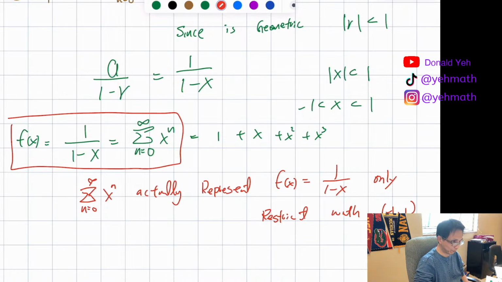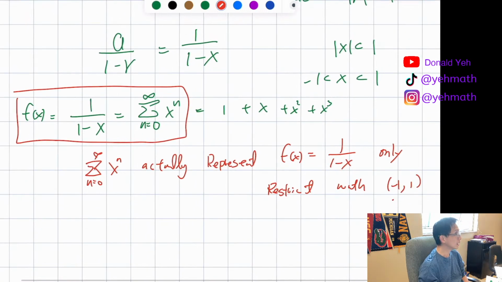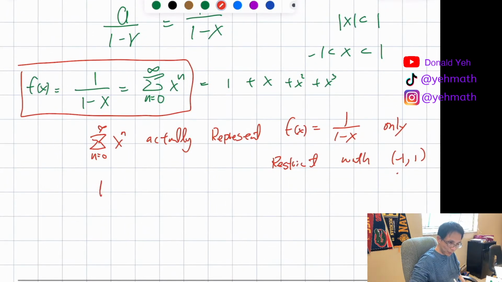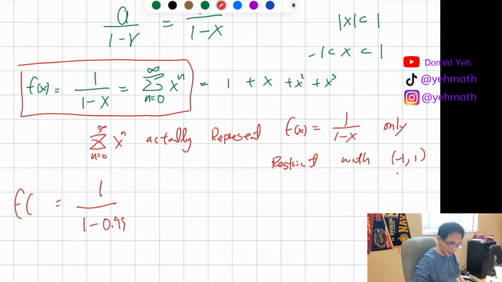Which is super cool, because if you don't believe me, think about a value between -1 to 1. Right? Can you give me a value, Jared? 0.99. Okay. So 1 over 1 minus 0.99 is equal to f of 0.99, right?